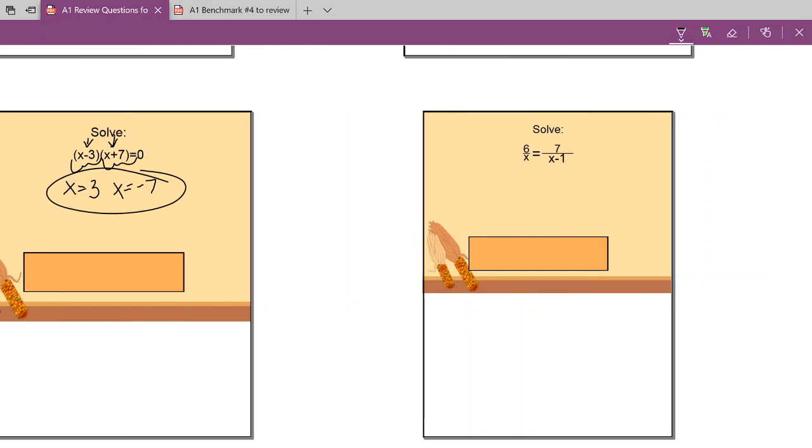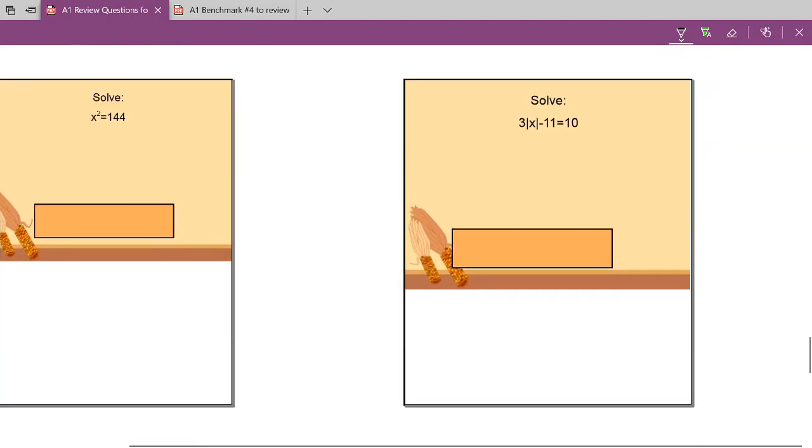For this next one, what I would do is cross multiply. And when I do that, I get 7x equals 6x minus 6. Remember to distribute completely. Subtract 6x from each side, and I get x is equal to -6. That was a pretty easy one. All right.